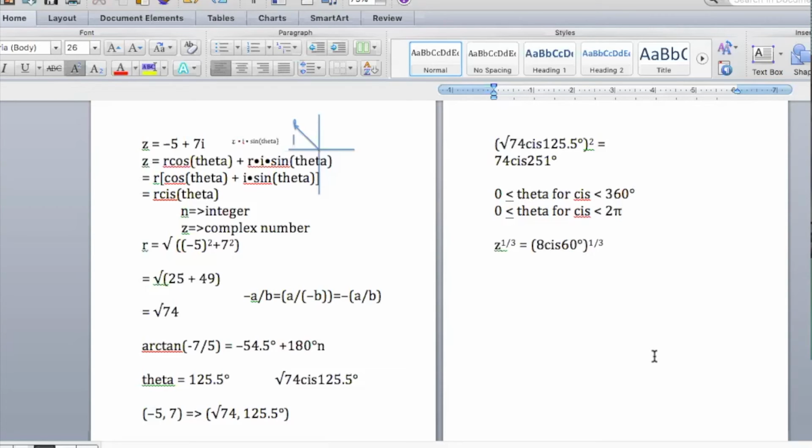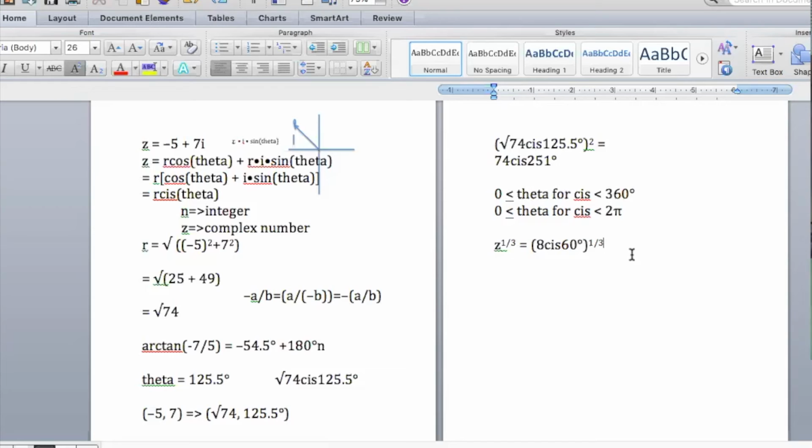So let's look at this. What if I wanted to take the cube root, and I'm going to do a simpler number here. I want to take the cube root of 8 cis 60 degrees. The key to this is to remember that taking the cube root is the same as raising it to the 1/3 power. Here, we have to do something a little bit different.